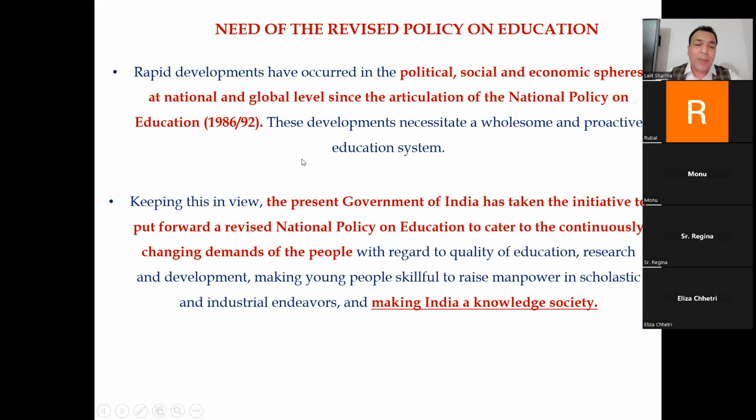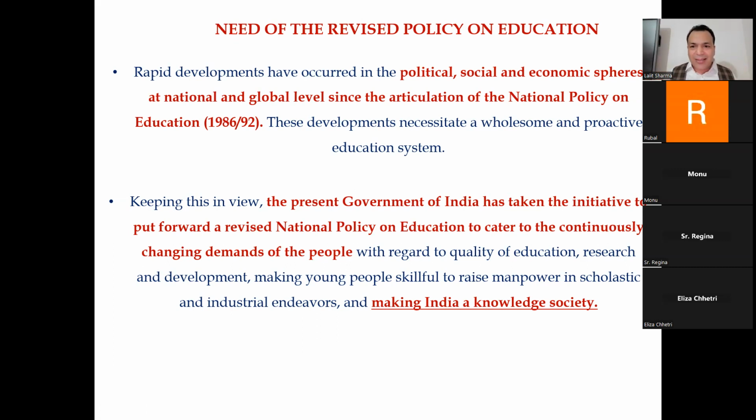Because in 1986, globally, rapid development had occurred in the political, social, economic sphere at national and global level since the articulation of the National Policy on Education. These developments necessitate a wholesome and proactive education system, because we were progressing. Since independence up to 1986, there was a lot of development, right? So keeping in view that the present government of India, I think the Rajiv Gandhi government, 1986.